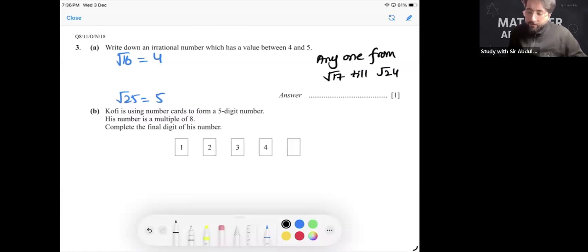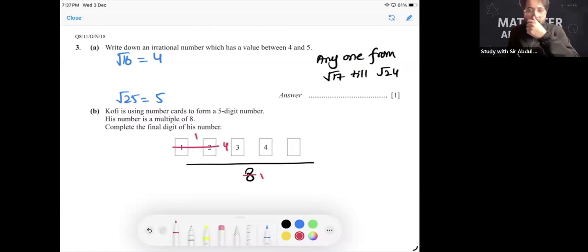Yes. Now Kofi is using number cards to form a 5-digit number and his number is a multiple of 8. Okay, that's fine. Multiple of 8 means that this number will be divided by 8. Do you agree with me or not, everyone? Yes. Okay, so we know that 8 ones are 8, and this 4 will go there. Yes or no? Because it's 12, and 43 is not a member of table 8.